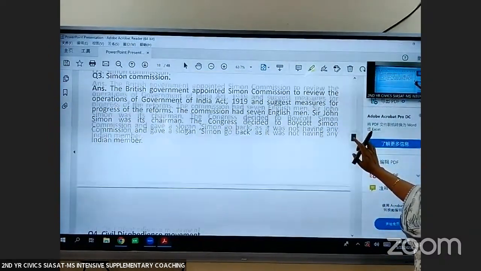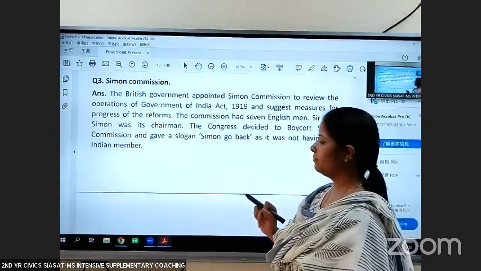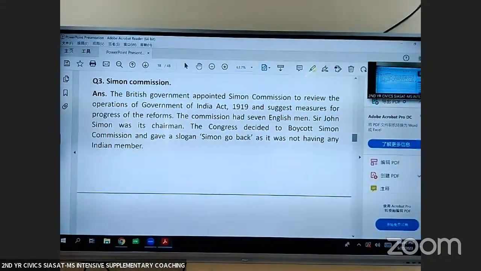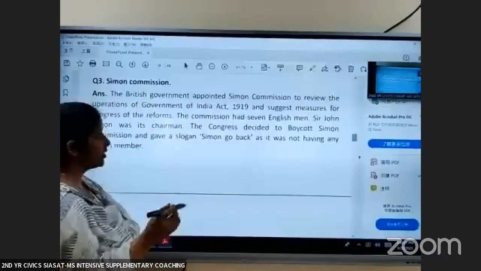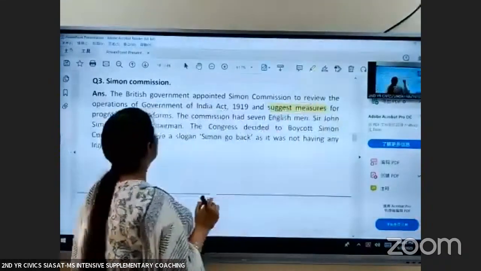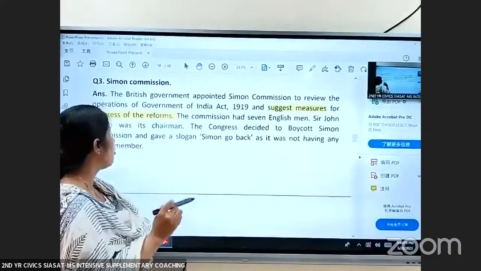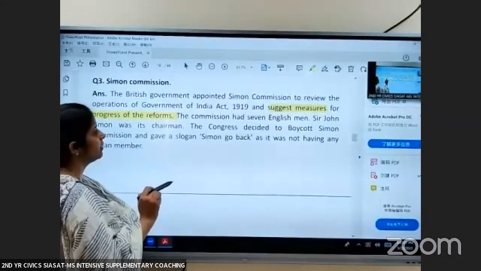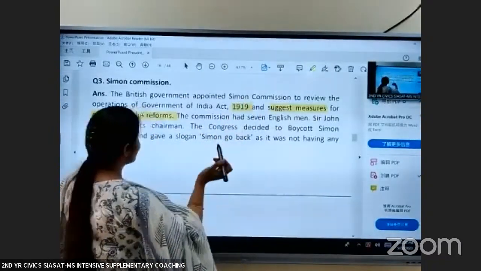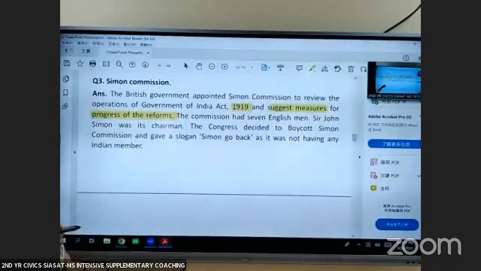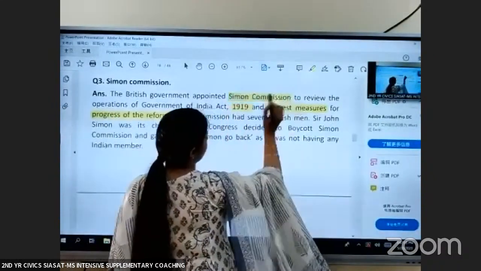Now, let us move to the next question, that is Simon Commission. Sir John Simon was appointed as the chairman of this commission. Now, why was this commission appointed? This commission was appointed to suggest measures for the progress of the reforms. I told you, the first stage, the moderate stage, was a reforms era. Many reforms were made. So in 1919, to suggest measures for the progress in the reforms, the British government appointed the Simon Commission.